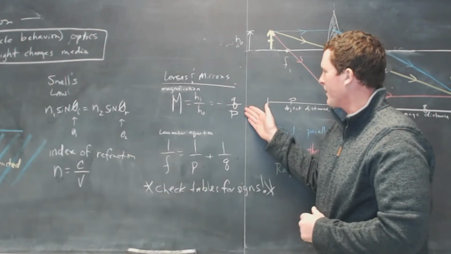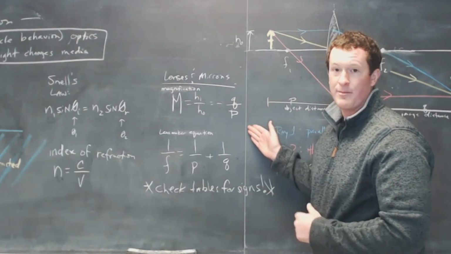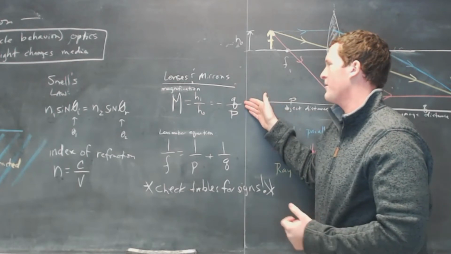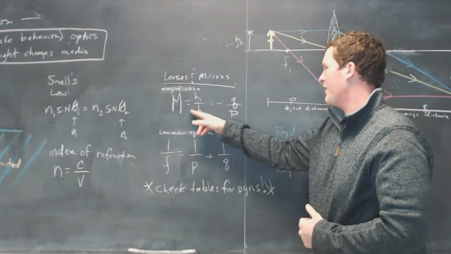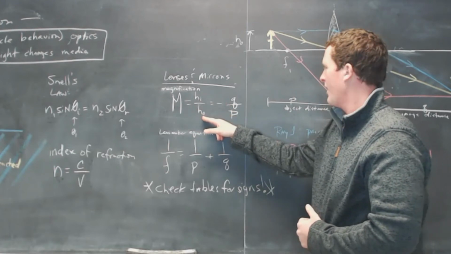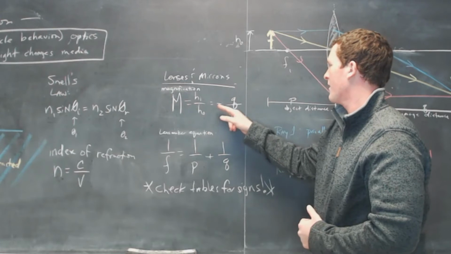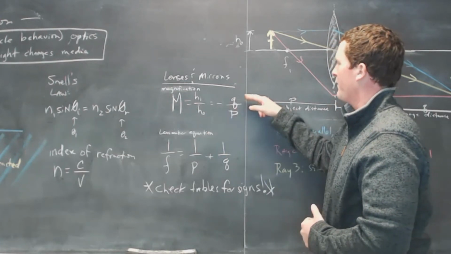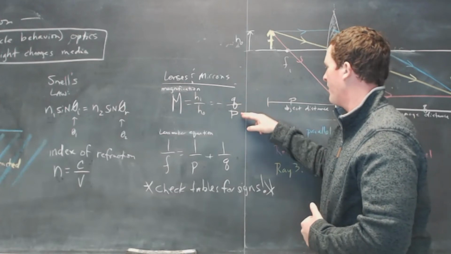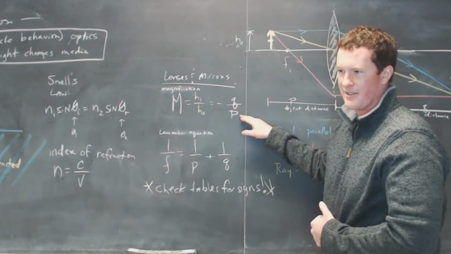And here we have a couple of useful equations for lenses, both lenses and mirrors. So the first equation here is the magnification equation, and that is equal to the height of your image over the height of your object. And that is also equal to the negative of your Q, which is your image distance, over P, which is your object distance.